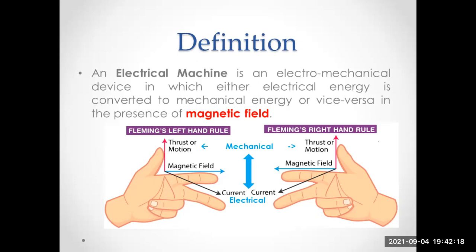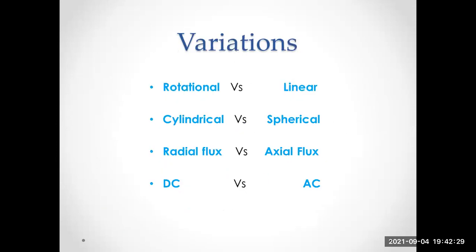And the left hand rule, we generally call it a motor rule. And the right hand rule, we generally call it a generator rule. And we also started the comparison of rotational and linear machines. In rotational machine, what is the difference between rotational and linear machine? Can anybody tell me? I showed some video as well.